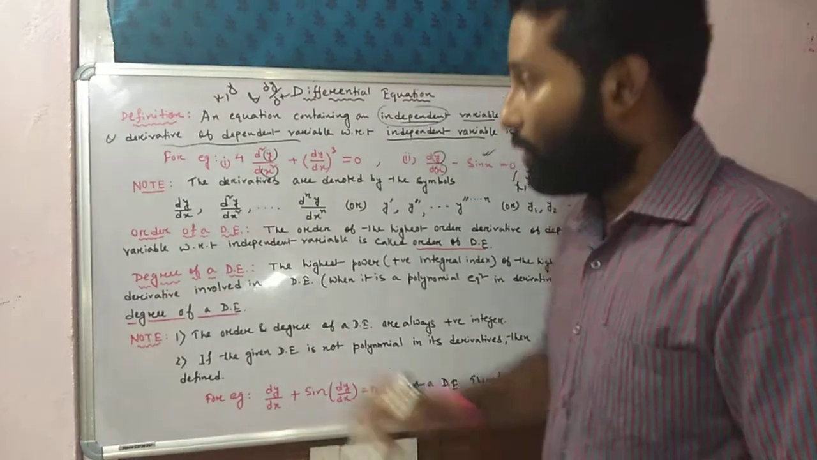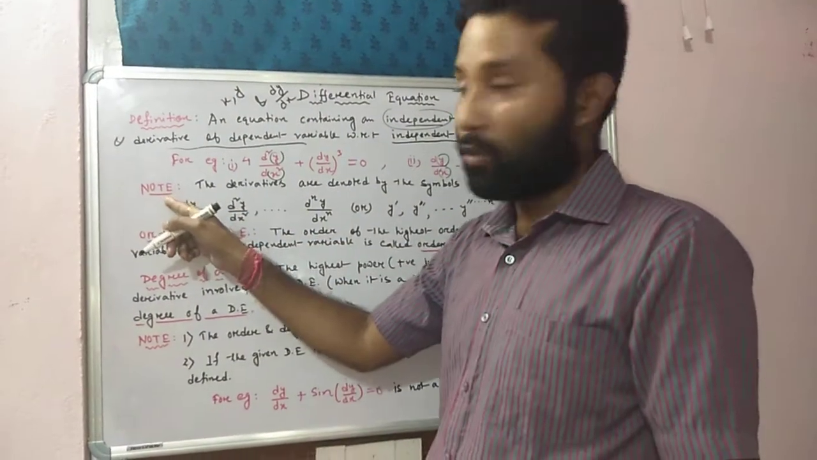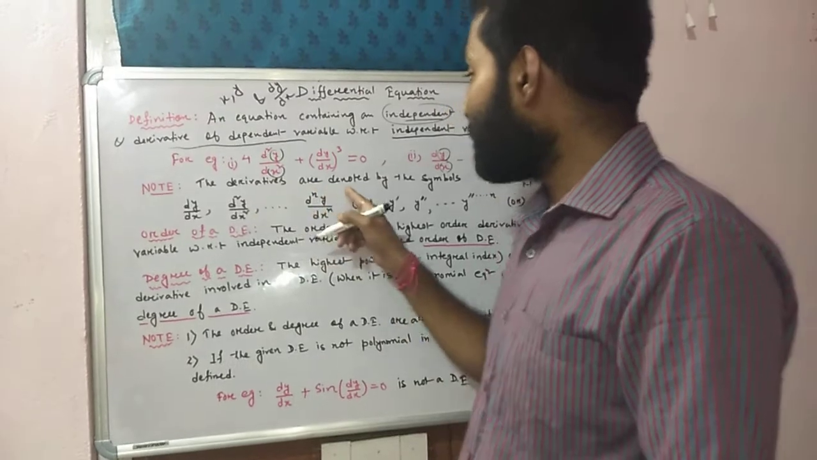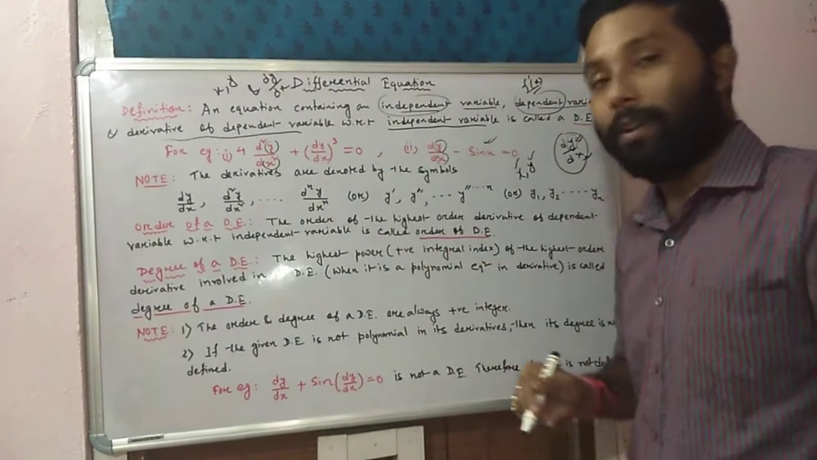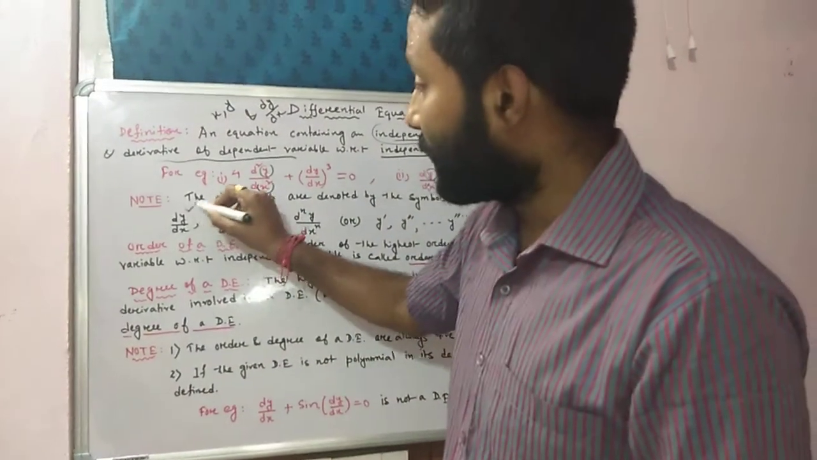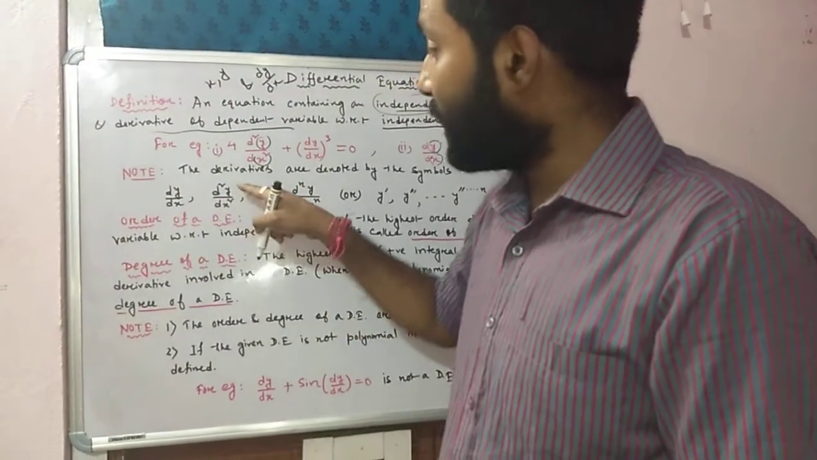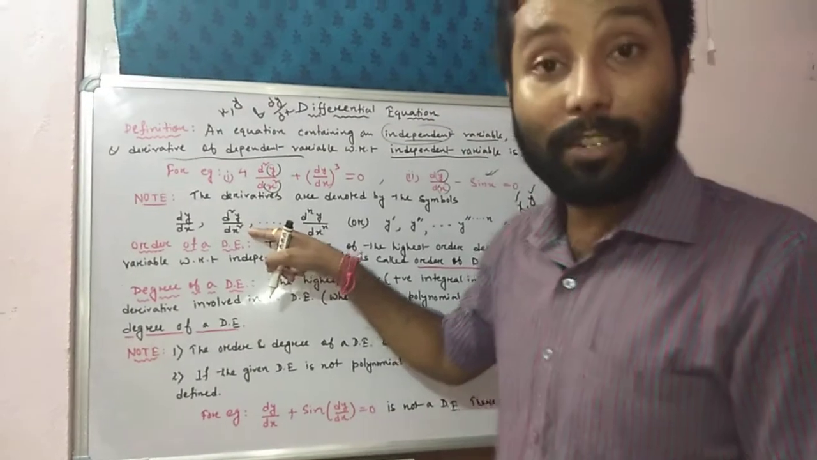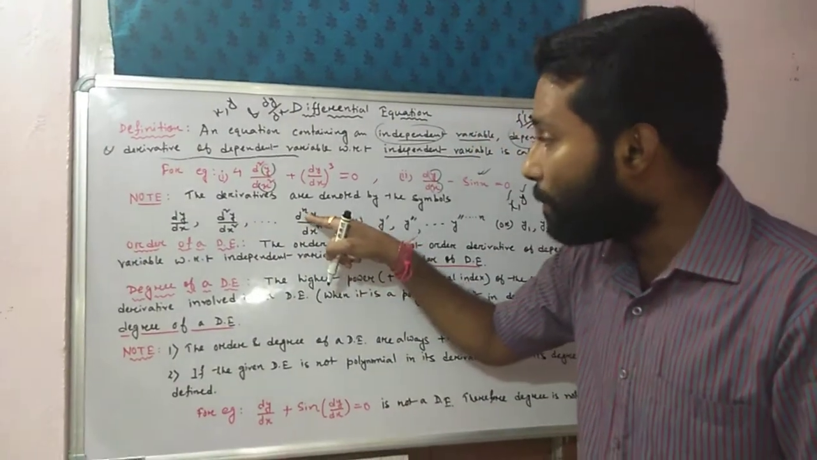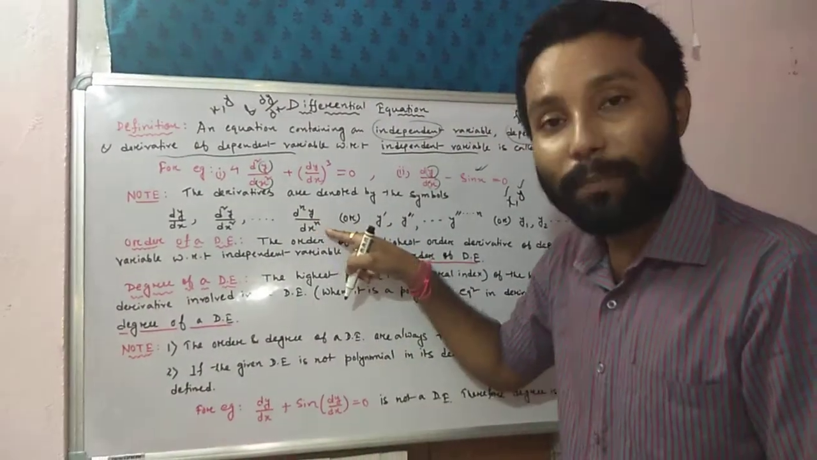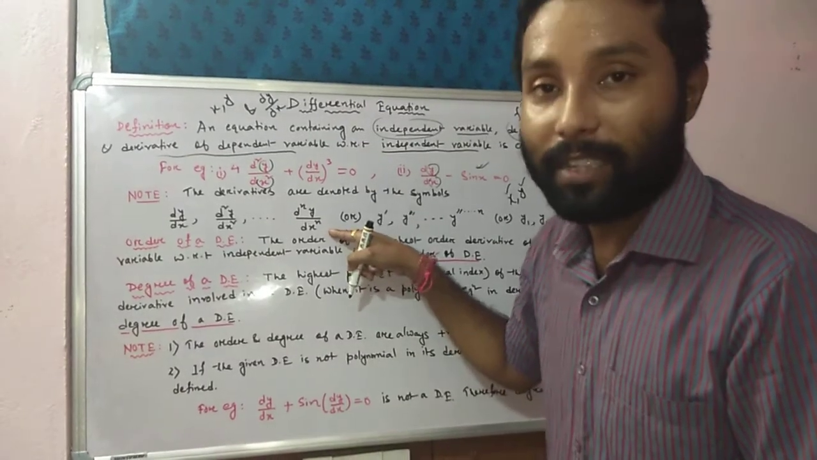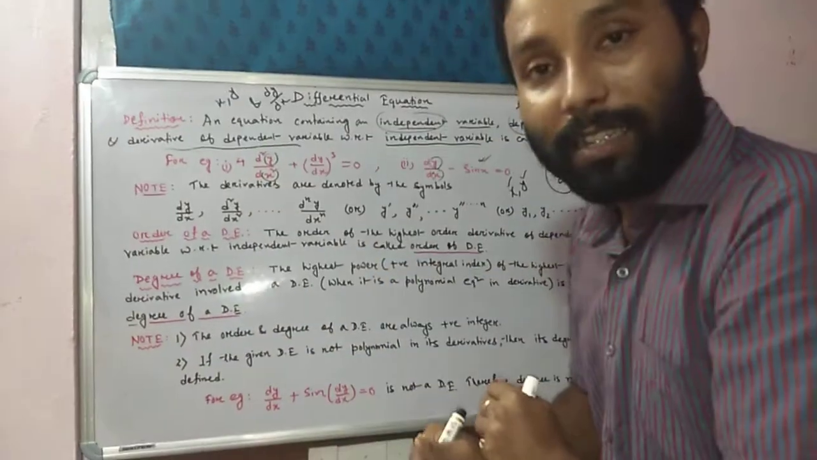Okay, now the next point, an important note, have a look. The derivatives are denoted by the symbols. See what symbols we can use to denote them. Of course you know dy by dx. dy by dx means first order derivative. d square y by dx square is called second order derivative. d to the power n y by dx to the power n is called nth order derivative. Okay, you can denote it this way also.